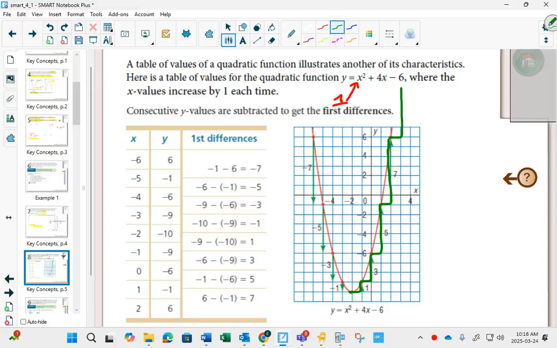You notice a pattern? Going over 1 up 1, then over 1 up 3, then over 1 up 5, then over 1 up 7. If I did it again, I'd go over 1 up 9. And this is true for any parabola that has a 1 in front of the x squared.